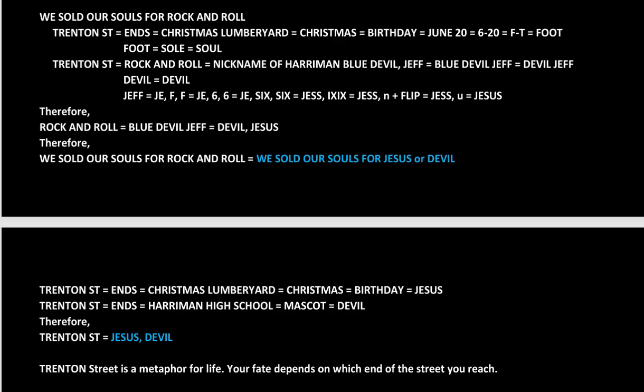620 is FT. FT is foot. On the foot you find the sole. Sole is a homophone for soul. Therefore, Trent Street equals soul. Trent Street, let's see, equals rock and roll. That was my high school nickname. When I was a Blue Devil. Therefore, rock and roll was the high school nickname of Blue Devil Jeff. So devil equals devil, Jeff translates to Jesus. Therefore, from rock and roll, we get Blue Devil Jeff.